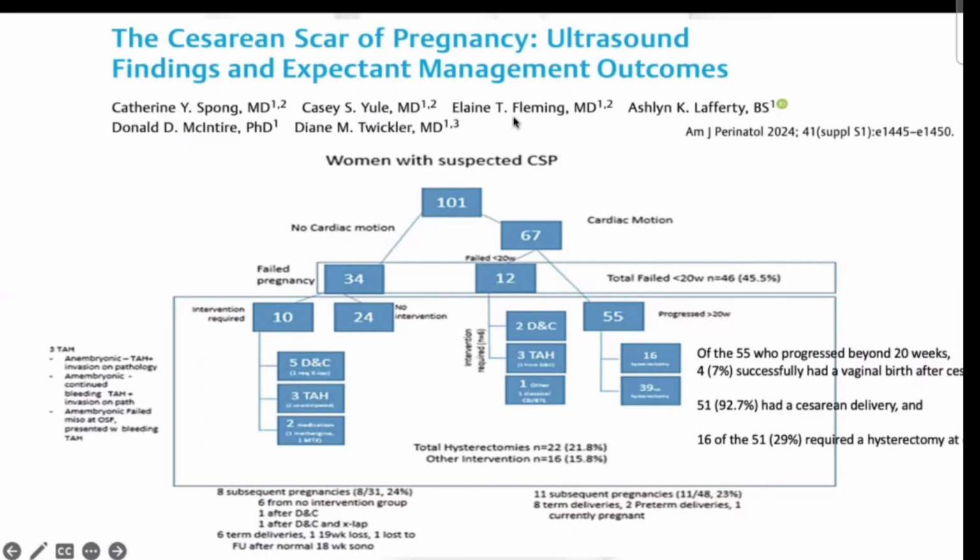And so you can see in this paper on 100 patients that had scar pregnancy, 55 had a progression and 13% of these required a hysterectomy. But the others had no motion or no cardiac beat or went to failed progression. But despite this, there are a lot of other problems and severe morbidity that are shown in these papers.